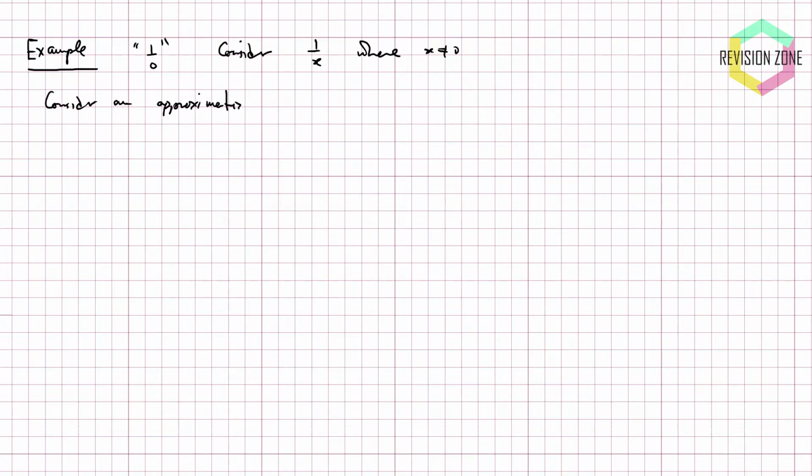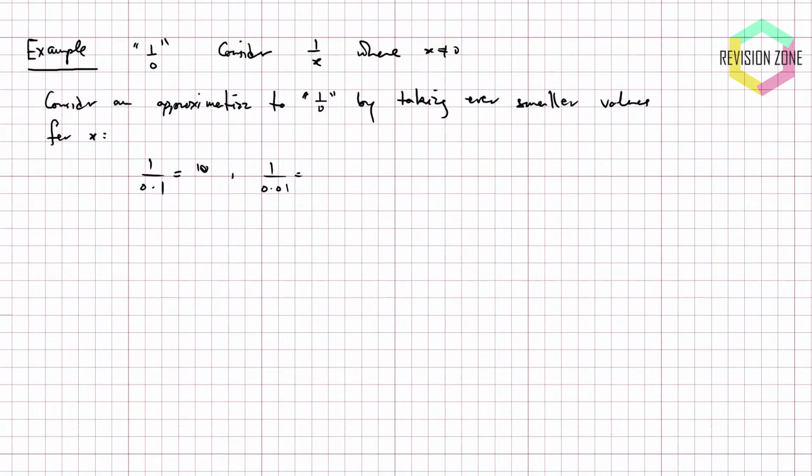So then we say, okay, consider an approximation to 1 over 0 by taking smaller and smaller x, by taking ever smaller values for x, right? And we can completely do that. So I can try 1 divided by 0.1. In this case, we're going to get 10, right? And then I can say, well, I want my x to be even closer to 0, so I can try 0.01, and the answer is going to be 100. And then I still need to get closer, so let's try 0.001, and the answer is going to be 1,000.